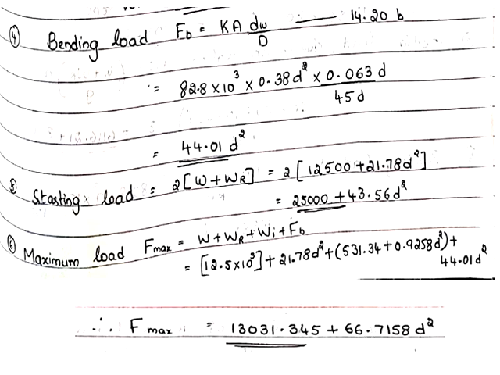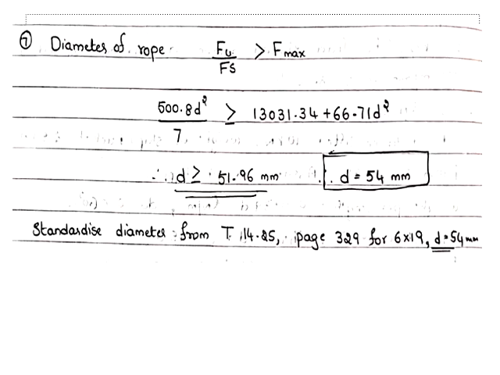And the last step, in the last step we have to find out the diameter. The equation to be used is Fu by Fs should be greater than F max. Here the Fu value you have to remember, I told you, that is 500.8 D square. The Fs value from the data book is 7, and F max from step number 6. And after simplification you will get the diameter should be greater than 51.96. To standardize this diameter, refer to table number 14.25 on page number 329. From this table you can get the standard diameter as 54 mm.